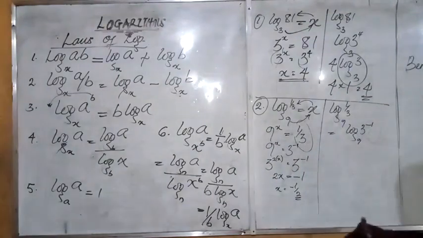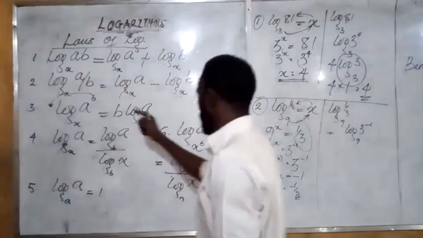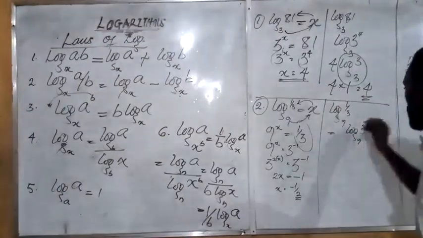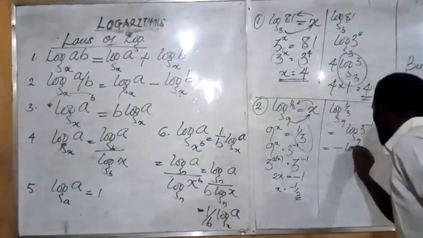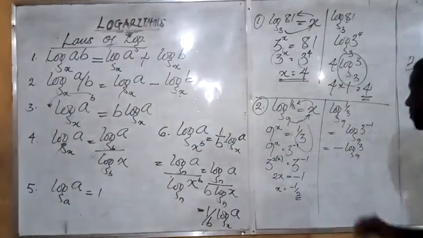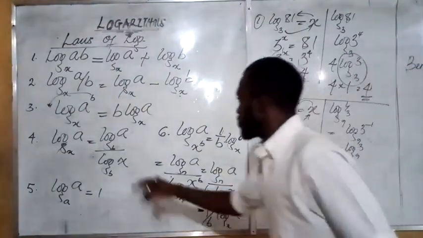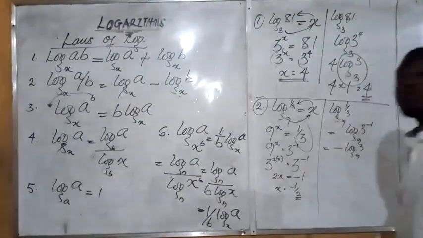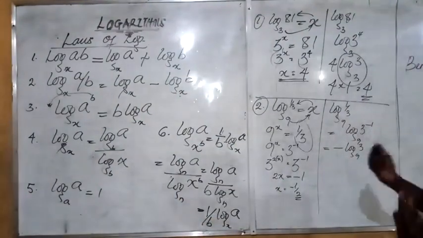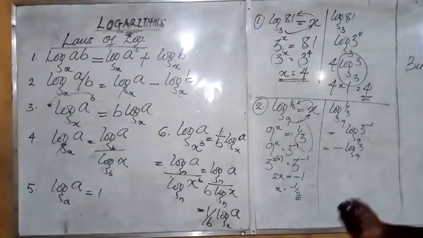So what do we have now? We have that this has turned into this, and we can adopt that principle. This becomes negative log, that is minus 1 times this, of 3 base 9. Then we can use this principle, so that we can use any convenient base. Now, intuitively, it is just right to use base 3. Why? Because these guys are in the family of 3.